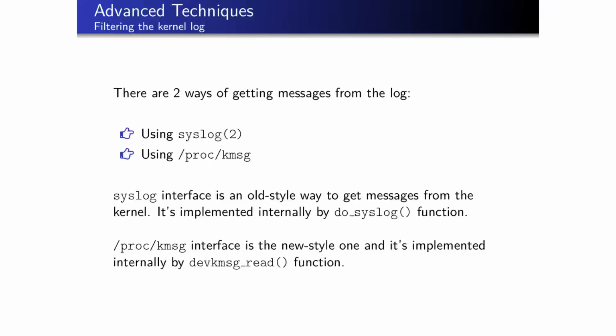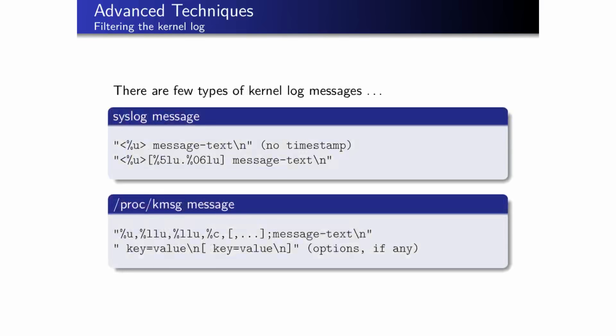There are two ways to get information from the kernel log. The first one is the syslog syscall, and the other one is /proc/kmsg. The first one, syslog, is a quite old mechanism, but the other one is quite new. Inside the kernel, there are just two functions that you have to hook to be able to filter out those messages. The messages have different formats, but basically they are raw, newline-terminated messages.